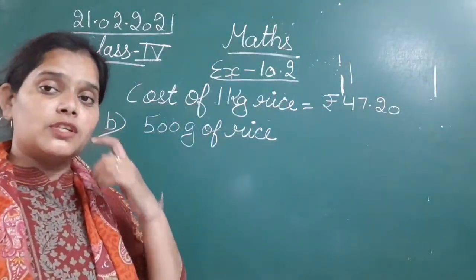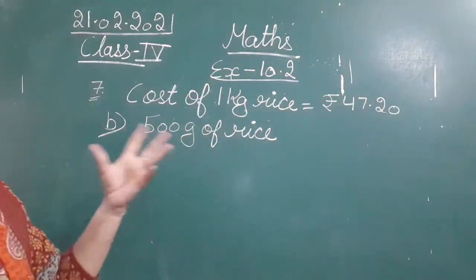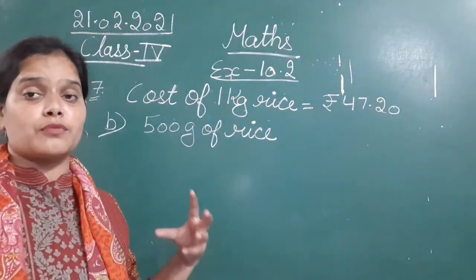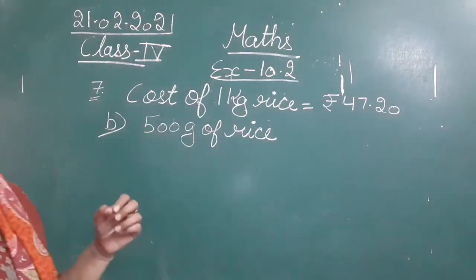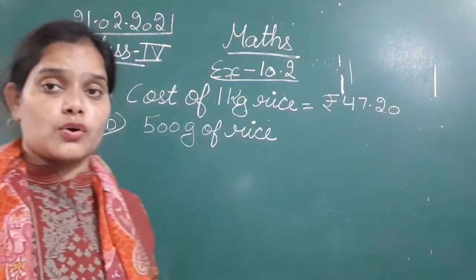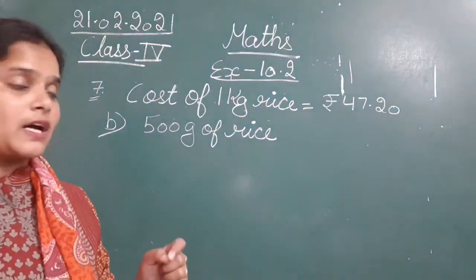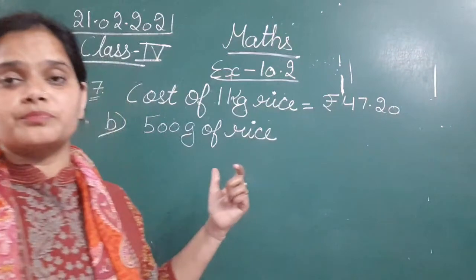For that what will we do? We will do the division. So that we are moving from more to less. For moving from more to less we will do the division. So that means for calculating the cost of 500 gram of rice we need to divide the cost of 1 kg rice with 500. Clear?